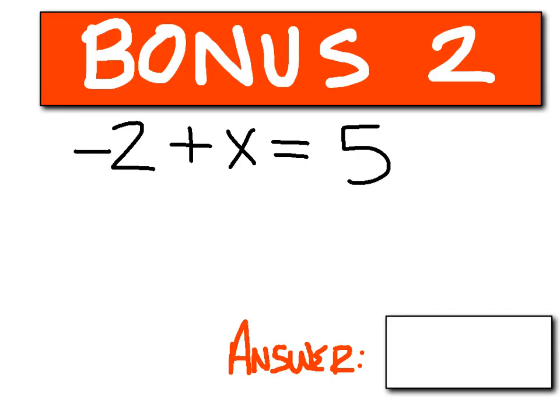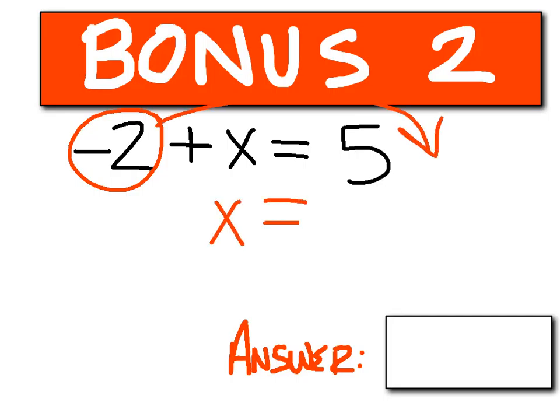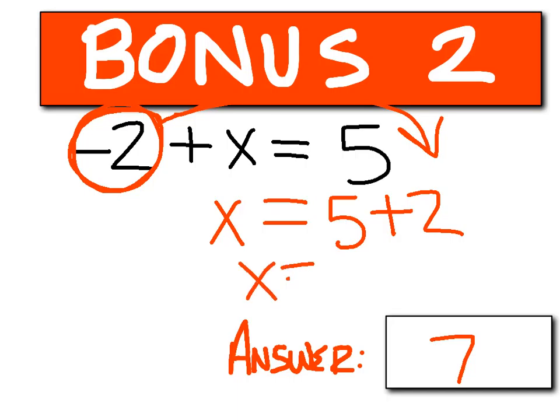Okay, bonus number 2, just go ahead and bring up the answer. For this one, our x is already positive. We don't need to move it. We just need to move this number. So we have x left on the left, and on the right, we have 5 plus 2. You guys remember, whenever we move a number, it's going to change its sign. So we move it to the other side, it'll become +2. So your answer is going to be 7.